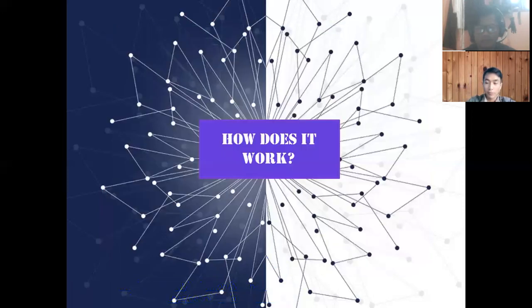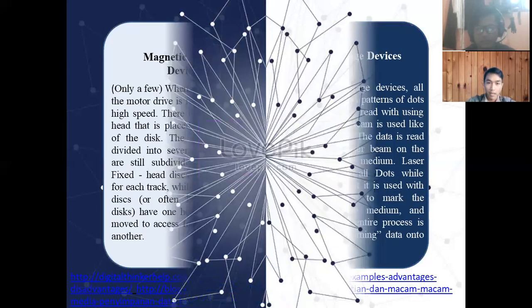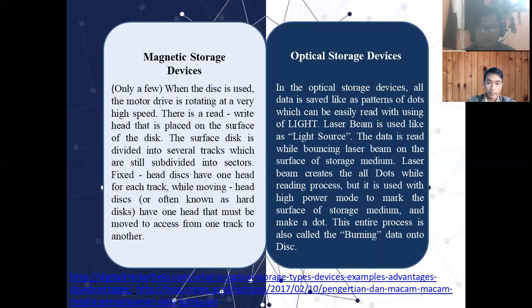And how does it work? For magnetic storage devices, when the disk is used, the motor drive rotates at a very high speed, and there's a read-write head placed on the surface of the disk. Fixed-head disks have one head for each track, while moving-head disks have one head that must be moved to access one track after another.